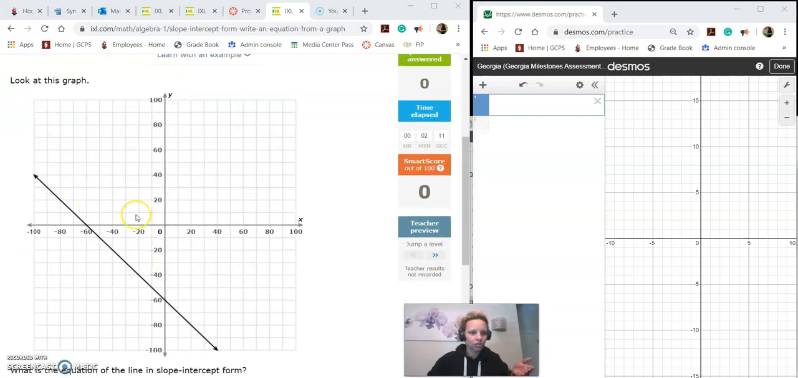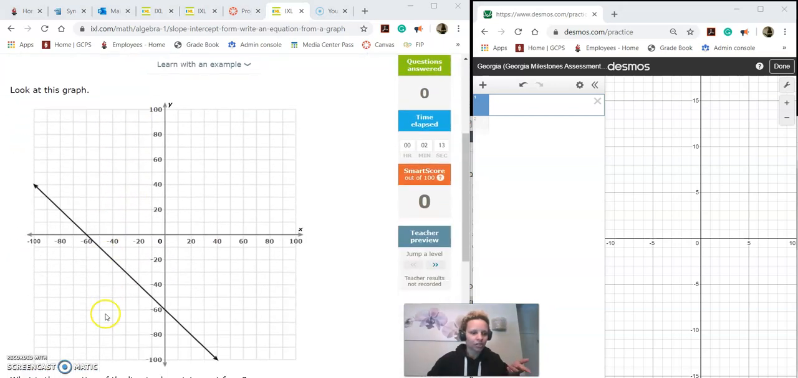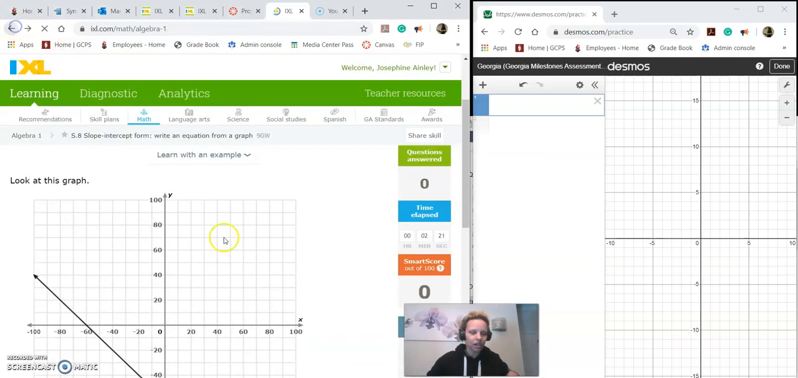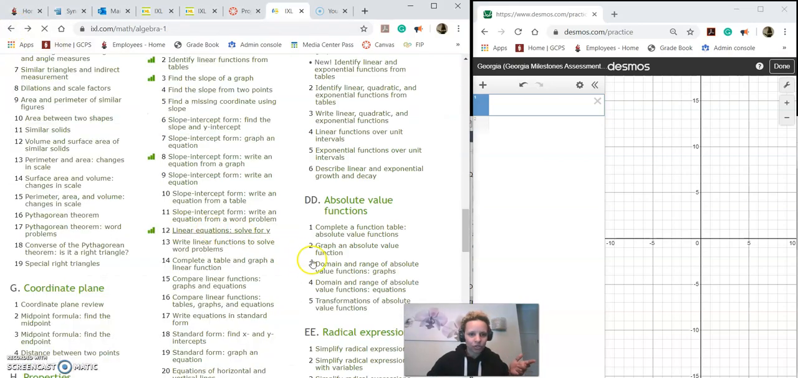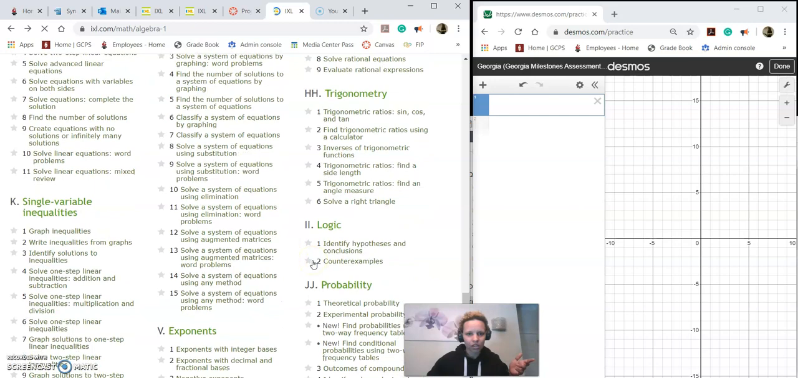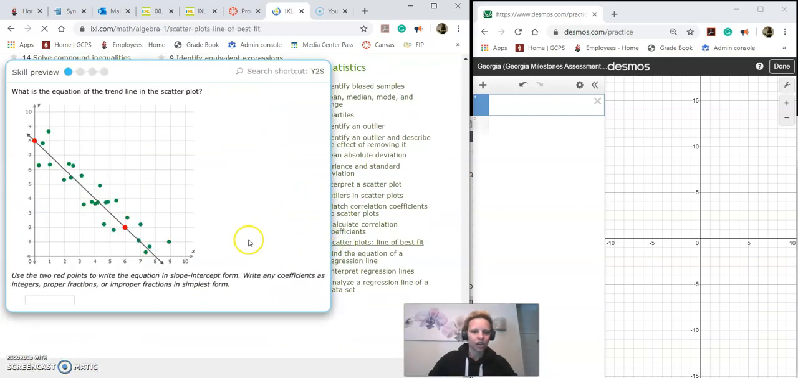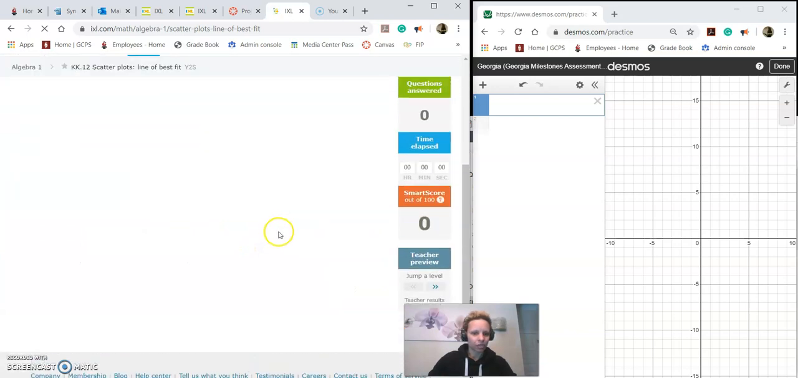If you can do S8, you can then do KK12. It's the exact same thing. The only thing is you don't see all the scatter plots, but finding the equation of the line of best fit is the same thing. I'll just do a few examples for you on KK12, I think is what we're on, because this by itself is going to be a grade.